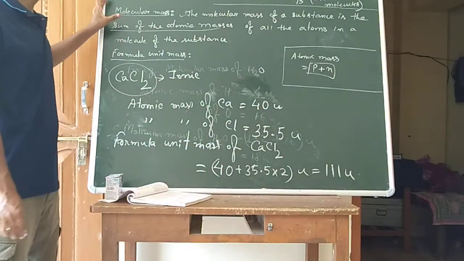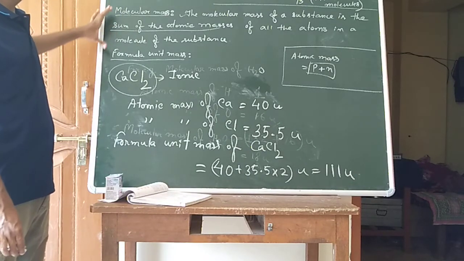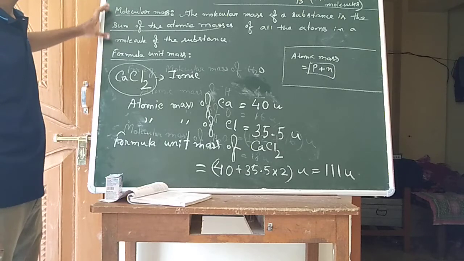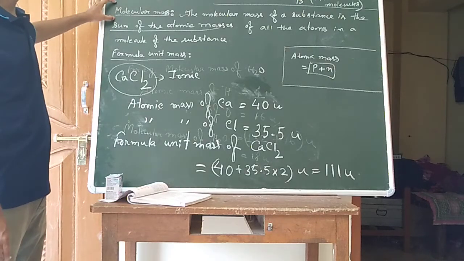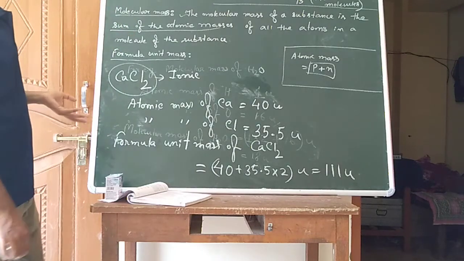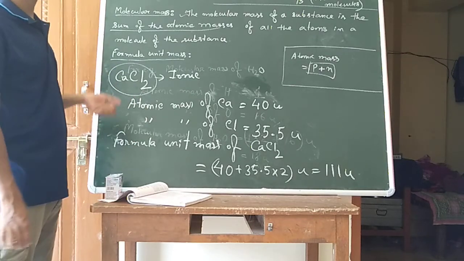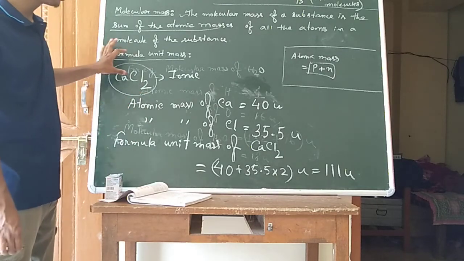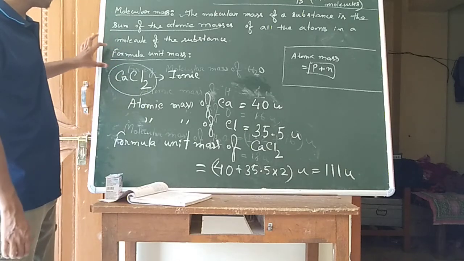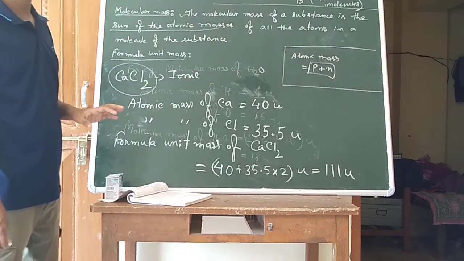Molecular mass and formula unit mass are calculated in the same way. But we use the term molecular mass for non-ionic compounds, such as water and carbon dioxide. If a compound consists of a metal and a non-metal, that is an ionic compound with positive and negative charges, then we do not call it molecular mass, we call it formula unit mass. Always remember this.